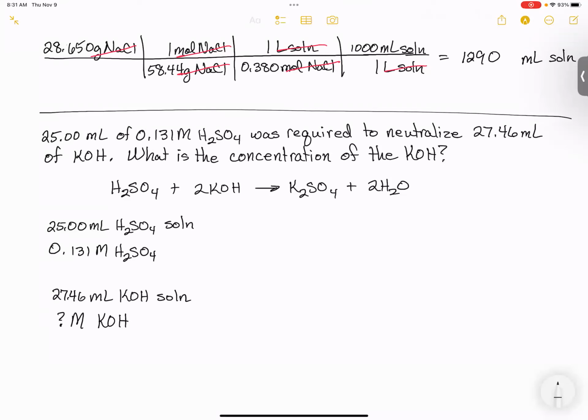So if you're asked for concentration, they're asking for the molarity until you get to Chem 2. And then it could be a variety of concentrations. But for Chem 1, it's just molarity.